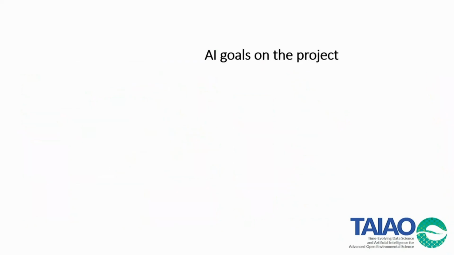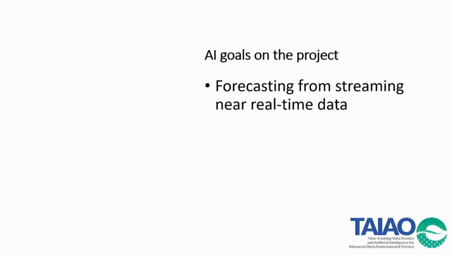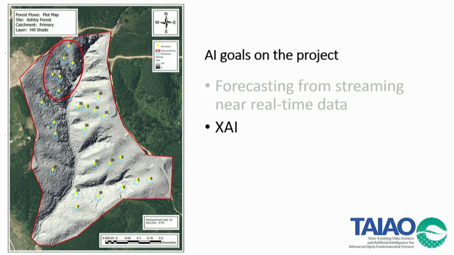So the goals of this collaboration project are first to forecast from streaming near real-time data. The second one is to provide some explanations on how the water is being used. I am not approaching the first goal here because of time, it's just too short. Let's talk a little bit about the explainable AI. So this is one of the plots. This is the Ashley forest.